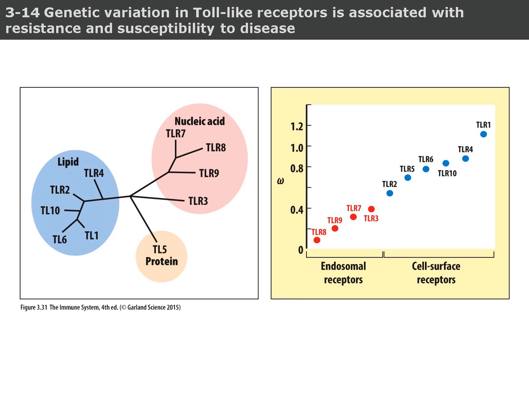On the right side, a bar graph shows how much genetic variation, represented by the symbol omega, each receptor exhibits. Toll-like receptors that are found in endosomes and sense nucleic acids, such as toll-like receptors 3, 7, 8, and 9, show less genetic variation, possibly due to evolutionary pressure to conserve their function and avoid autoimmunity.